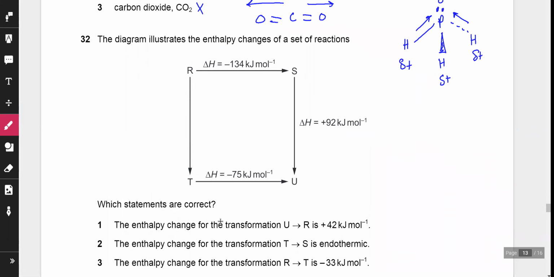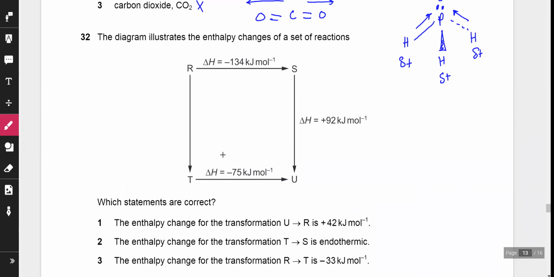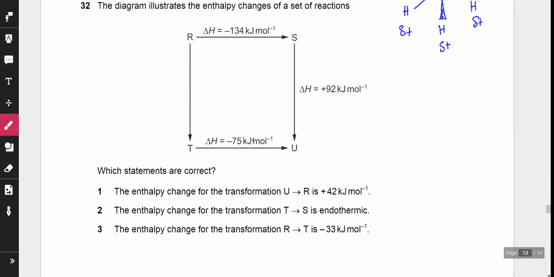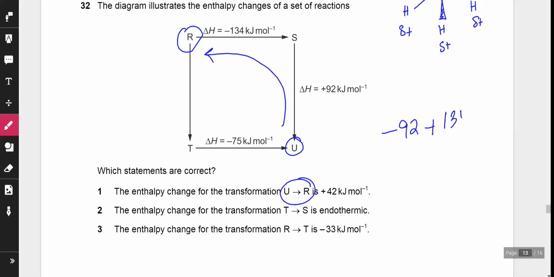Next one, you're given a set of reactions. I think we probably did this, or maybe we didn't. Hess's law says that moving from one point to the other point, it doesn't matter which path is taken. The enthalpy change would be the same as long as you're making the same thing. So for the transformation U to R, you start at U and you want to go to R. So the path that you're going to select is this one. So it's going to be minus 92 because you're going in the opposite direction, and then it's going to be plus 134. And that I think would give you 42.